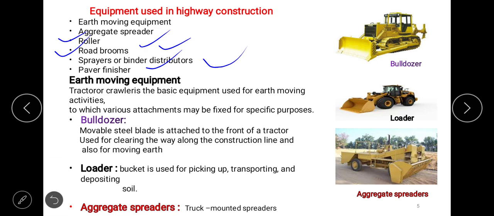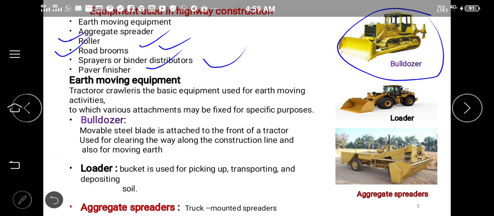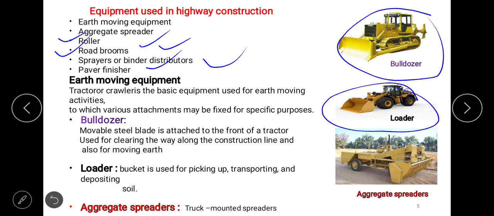What are those earth moving equipments? Tractor traveler or tractor crawler, the basic equipment used for earth moving activities, to which various attachments may be fixed for specific purposes. For example, here it is bulldozer, here it is loader, here it is aggregate spreader.